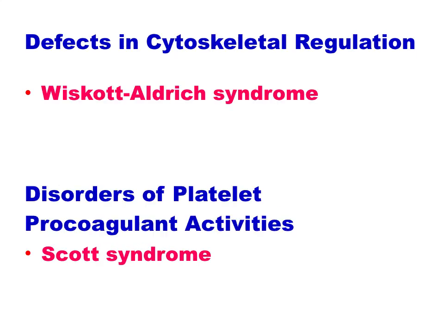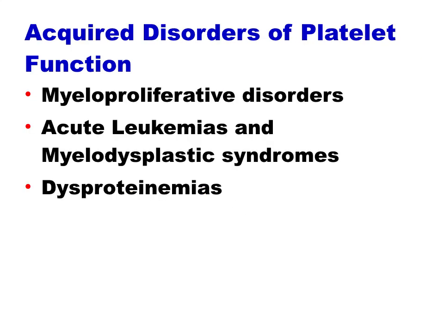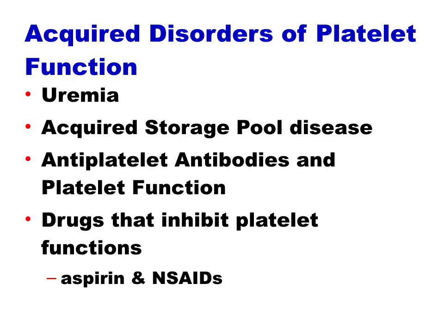This slide shows us examples of conditions wherein there is a cytoskeletal regulation problem, in Wiskott-Aldrich syndrome, and Scott syndrome is a disorder of platelet procoagulant activities. There are also acquired disorders of platelet function like the myeloproliferative disorders, certain leukemias, myelodysplastic syndromes, and dysproteinemias. These are examples of acquired disorders of platelet function.